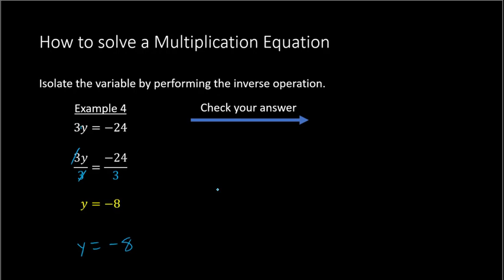And we can double check our answer by plugging in negative 8 in place of y. So instead of 3 times y, we have 3 times negative 8 equals negative 24. And that is a true statement, which means that negative 8 is the correct answer.